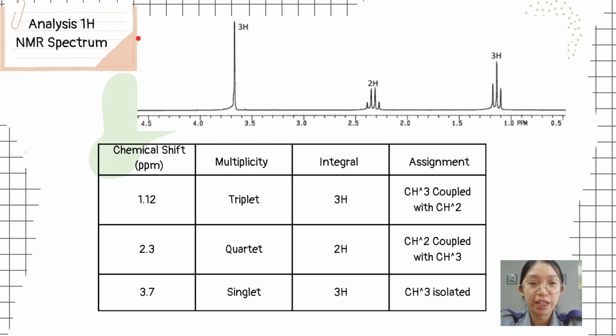And for the last peak, which falls in the chemical shift of 3.7 ppm, it is a singlet and it has 3H. 3H represents that it is CH3, while singlet indicates that there are no adjacent protons to it, which means that this CH3 is isolated. It might be attached to other atoms such as oxygen.